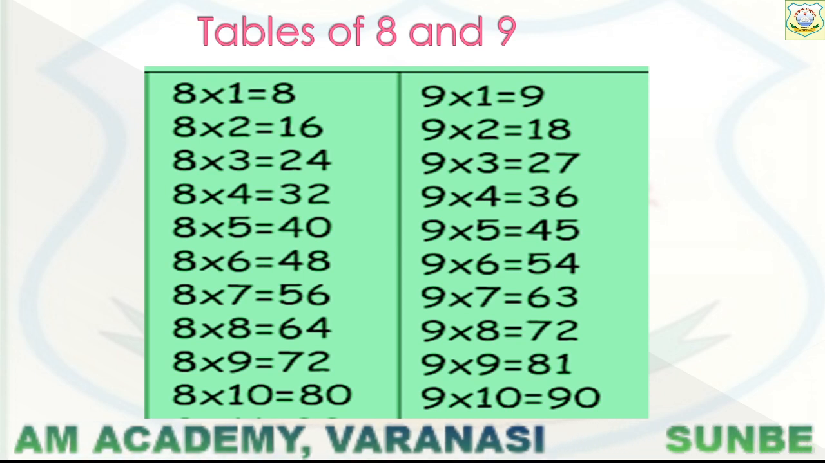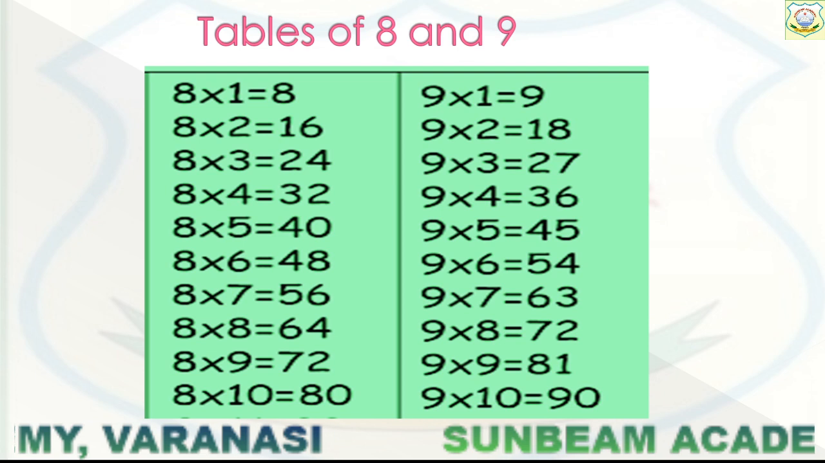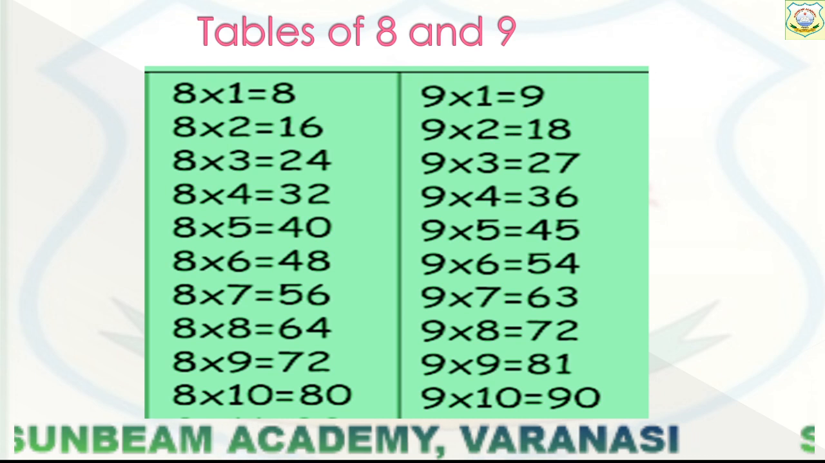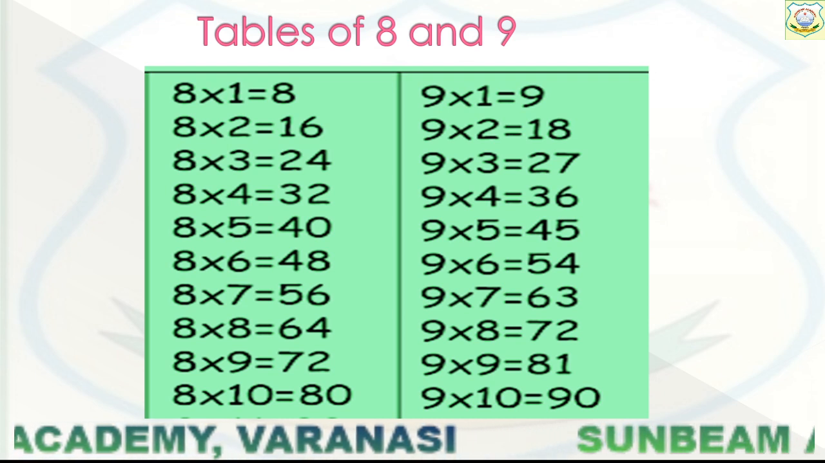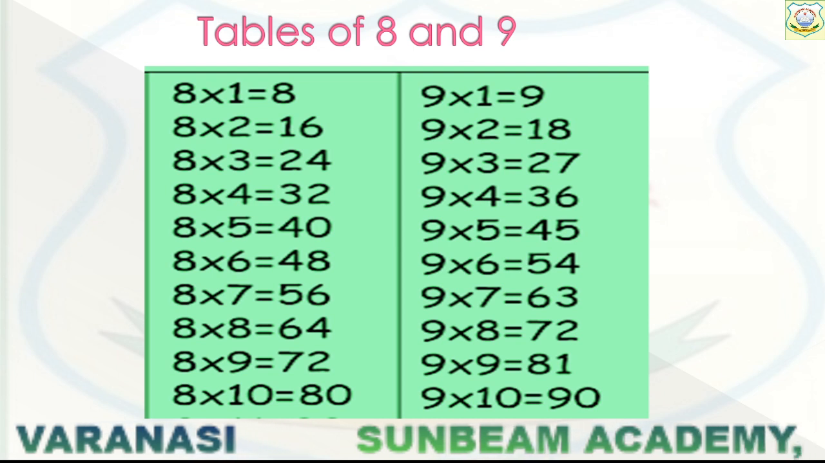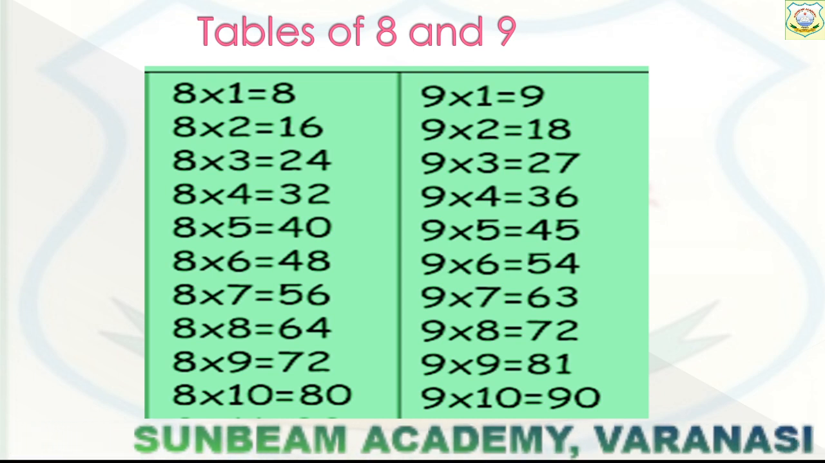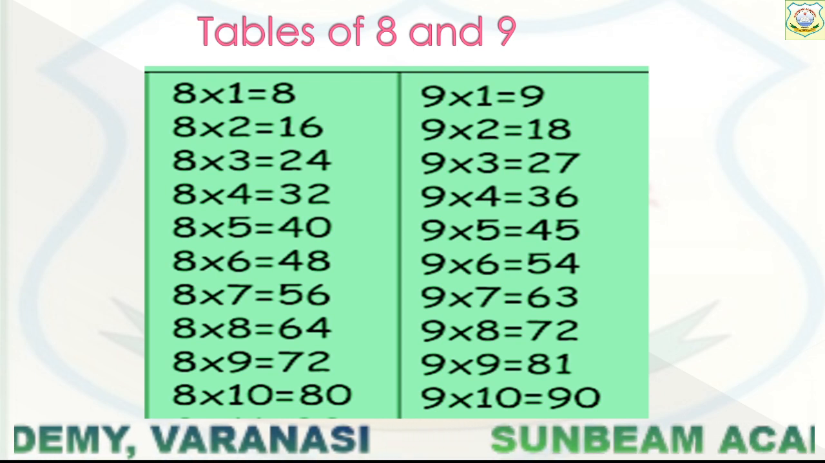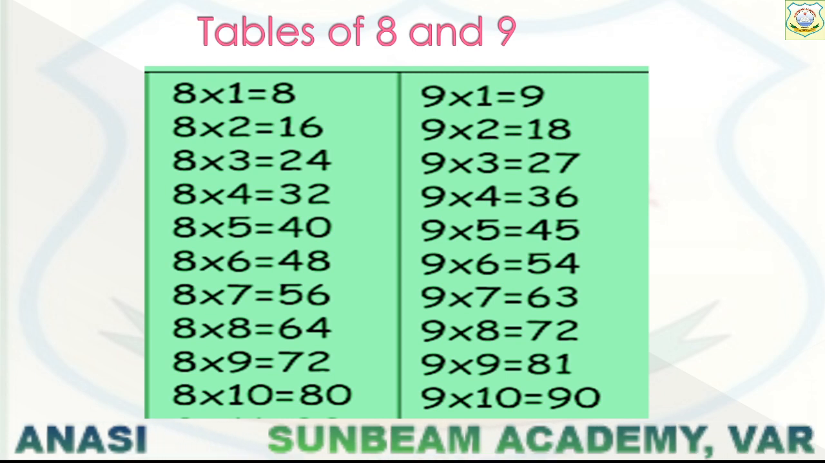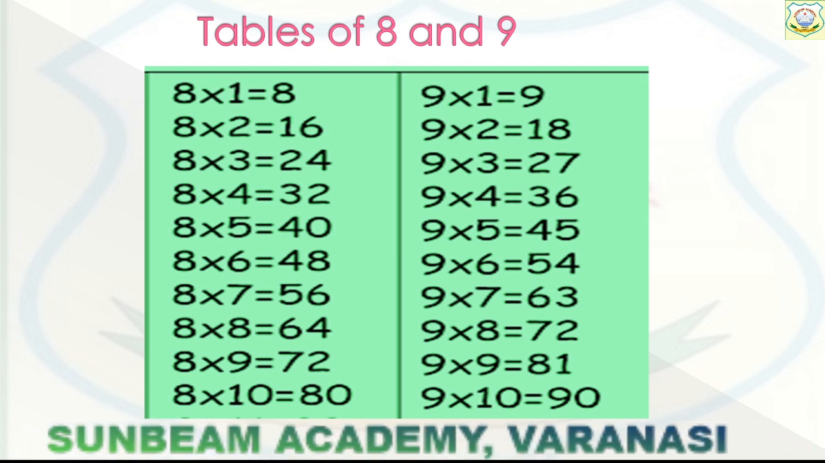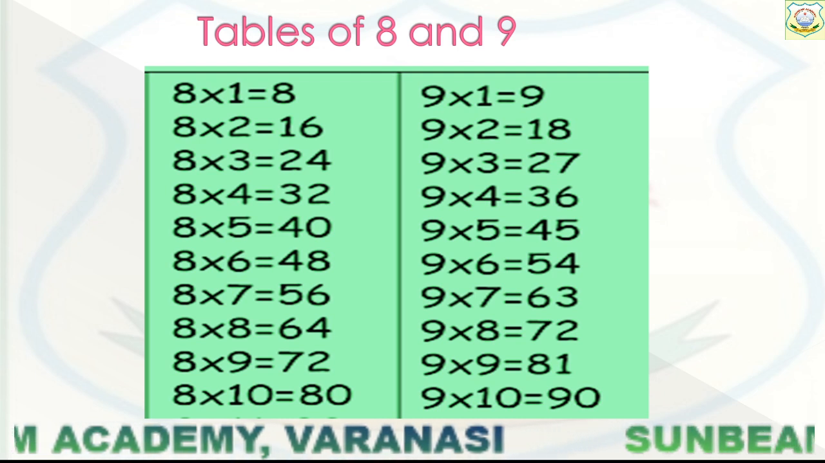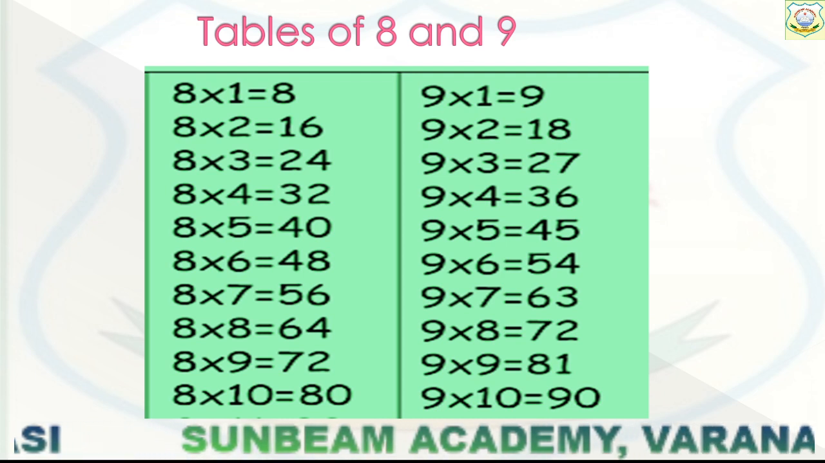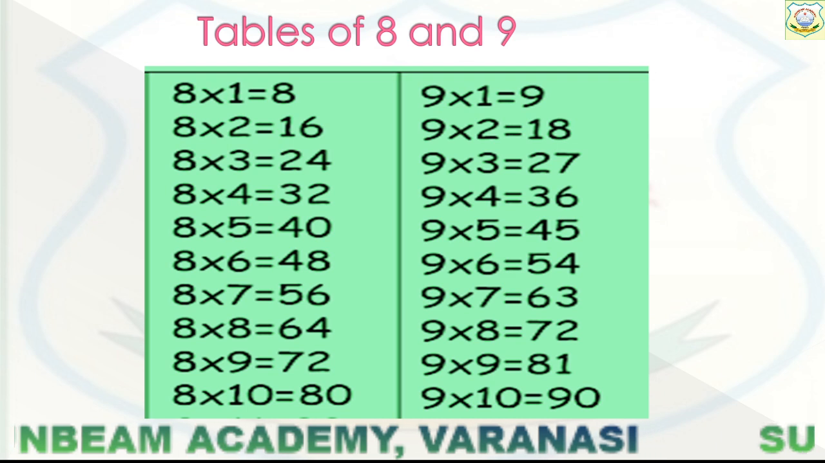So, how to read it? Eight ones is 8, 8 twos are 16, 8 threes are 24, 8 fours are 32, 8 fives are 40, 8 sixes are 48, 8 sevens are 56, 8 eights are 64, 8 nines are 72, 8 tens are 80. Now repeat once again.